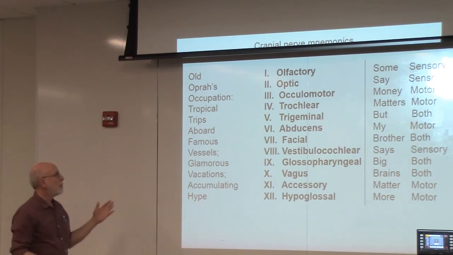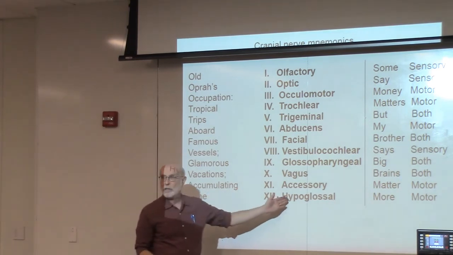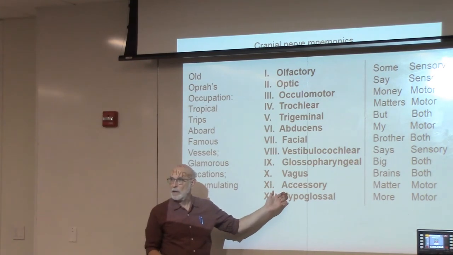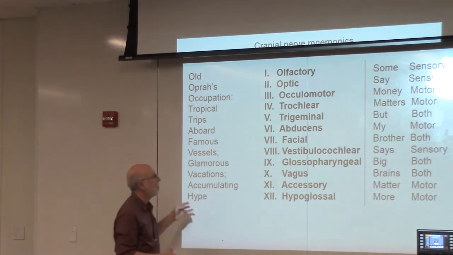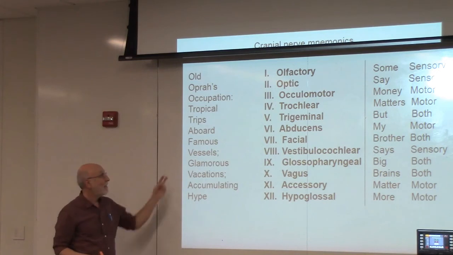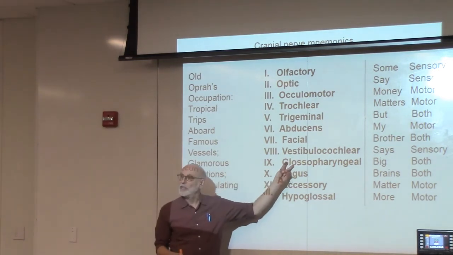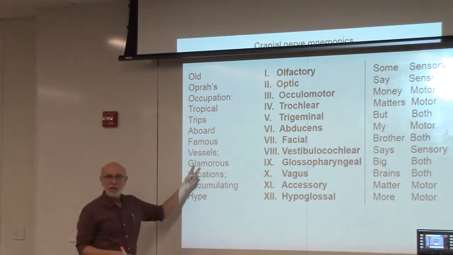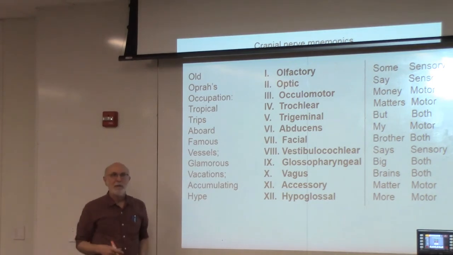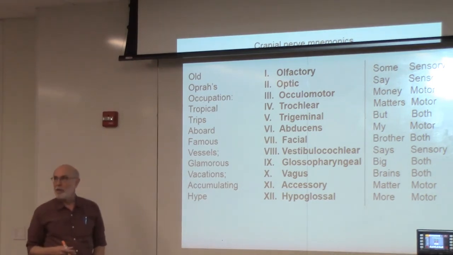So if you learn the mnemonic, you can get very close to knowing the name of the nerve. Well, at least the first 2 letters. It's not the glamorous nerve, it's the glossopharyngeal nerve. And I won't accept glamorous for glossopharyngeal, but it'll help you remember glossopharyngeal.